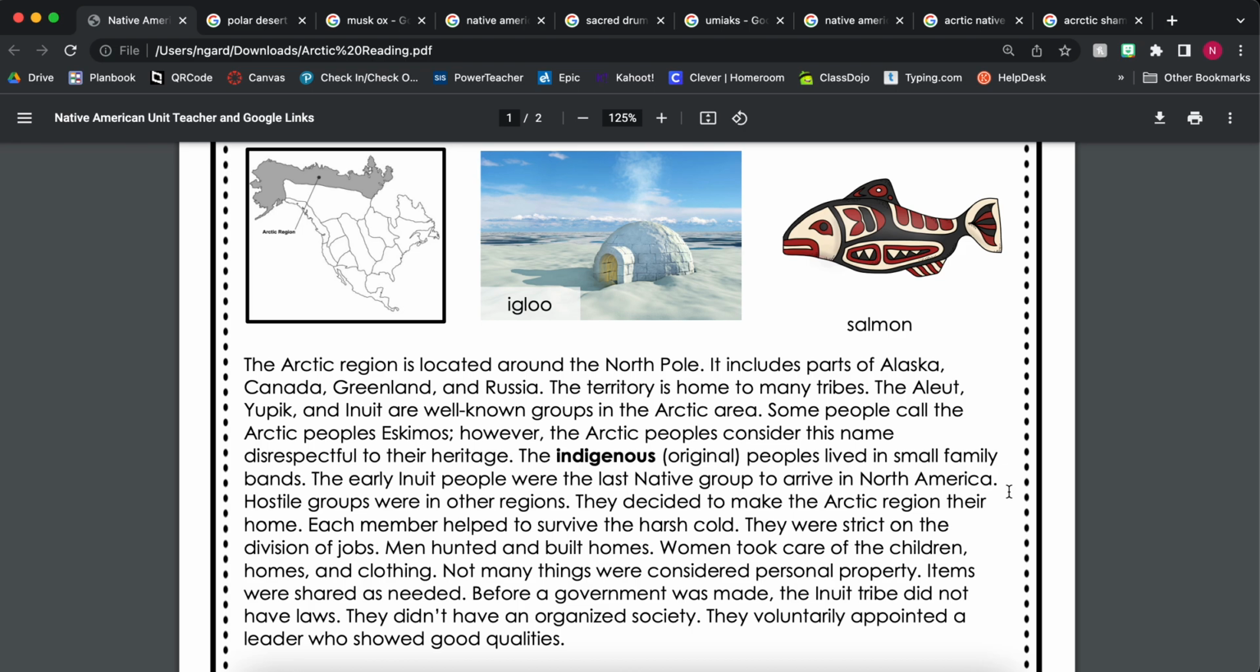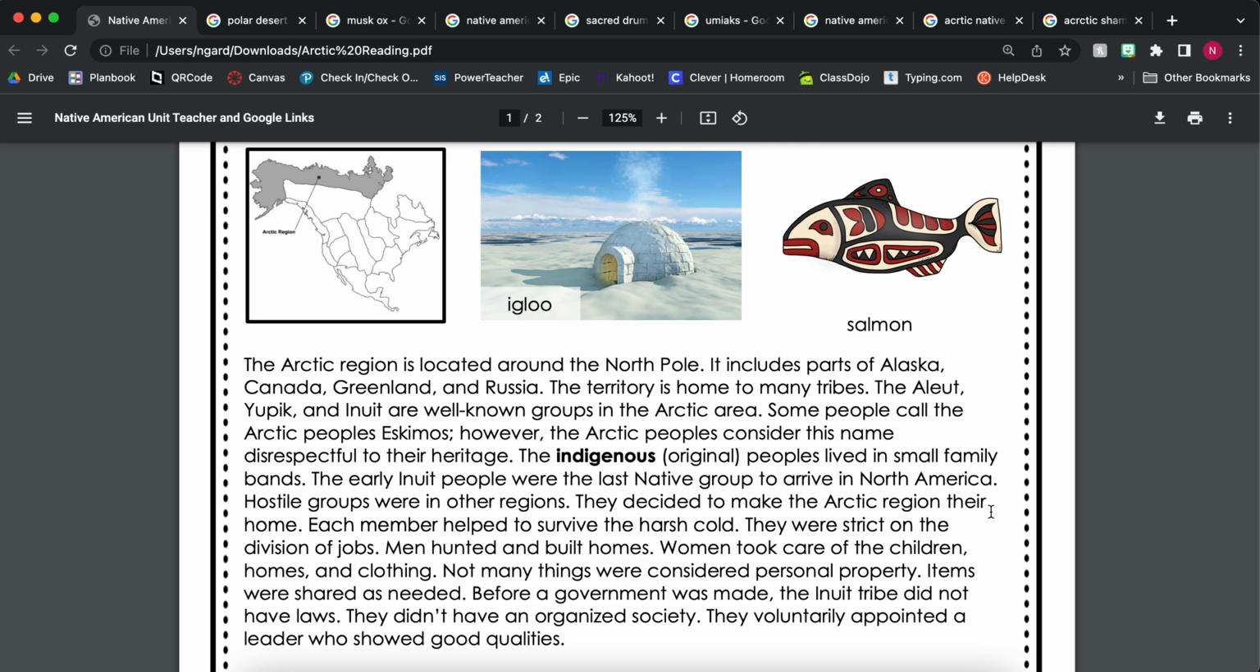Hostile groups were in some of the other regions. We have talked about how a lot of the other groups had problems between themselves, or they always had to be prepared for an attack from another group. So these people decided, you know what, we're going to live up here where it's difficult to live and people are going to leave us alone. We don't have to worry about fighting or being under attack by another group. So they wanted to be peaceful.